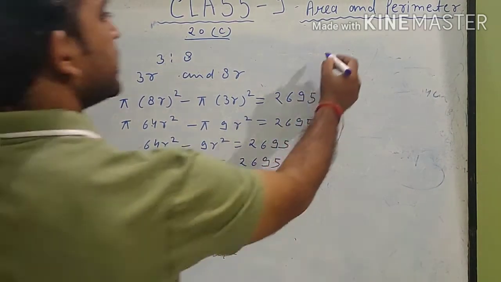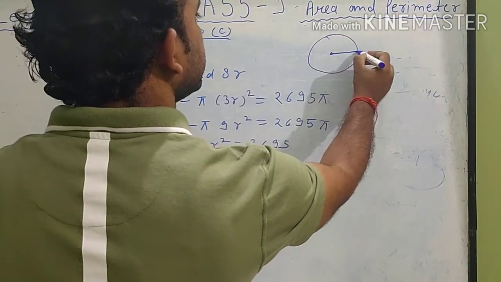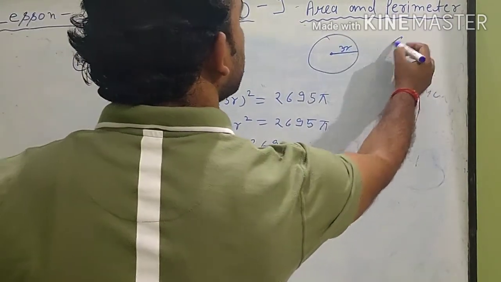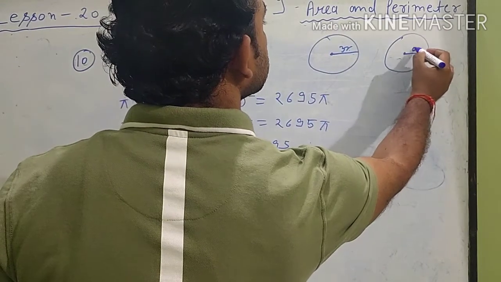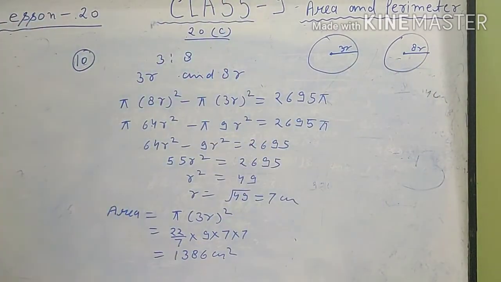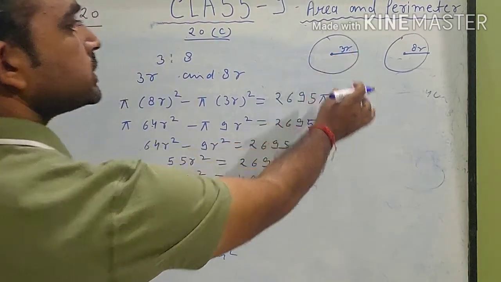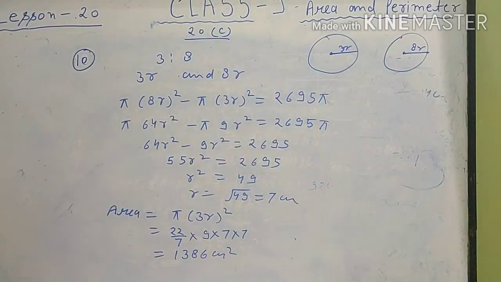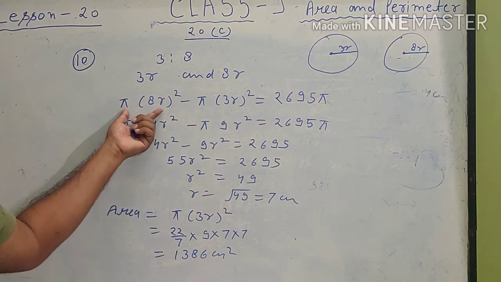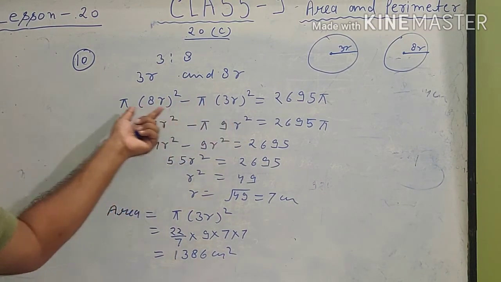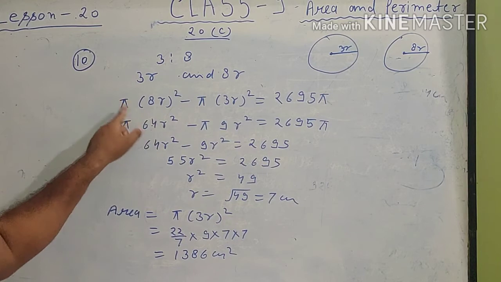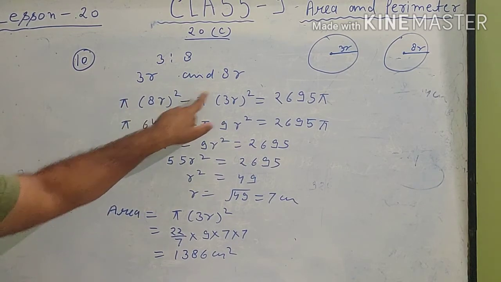Two circles are there. The radius of one circle is 3r, and the radius of the second circle is 8r, since the ratio is given as 3:8. So the radius of the smaller circle is 3r and the radius of the larger circle is 8r. According to the question, the difference between their areas is given. The formula of area is pi r square.